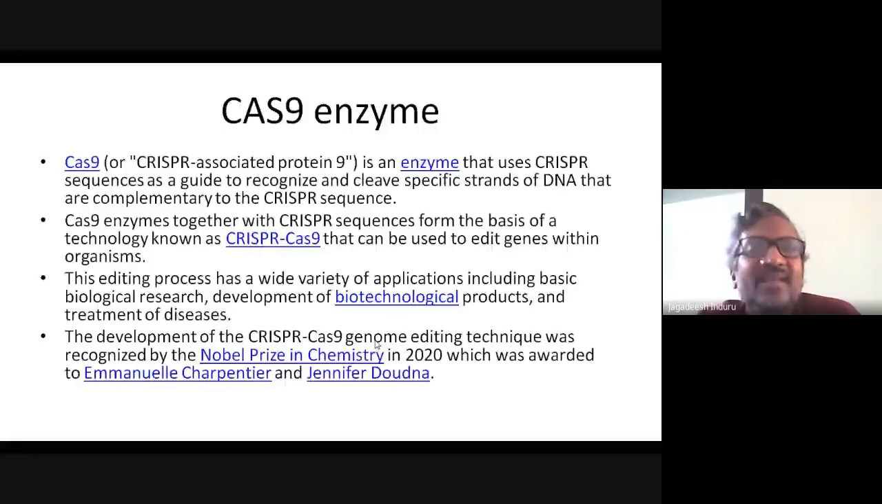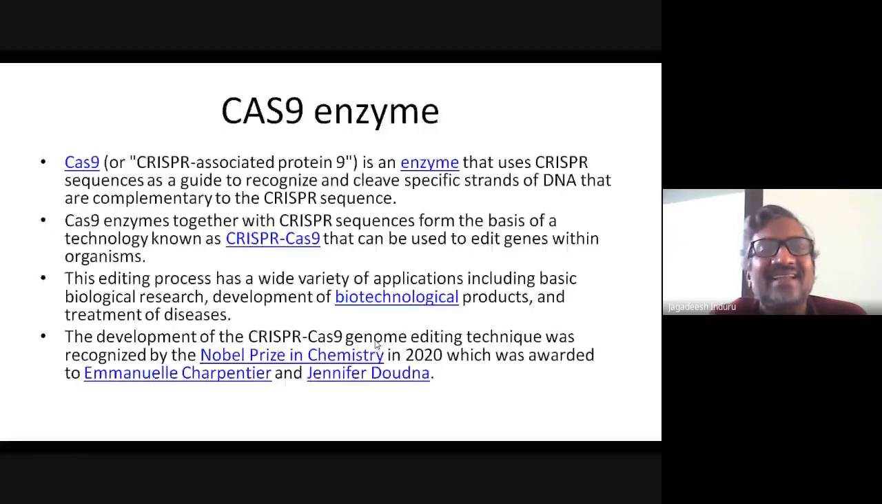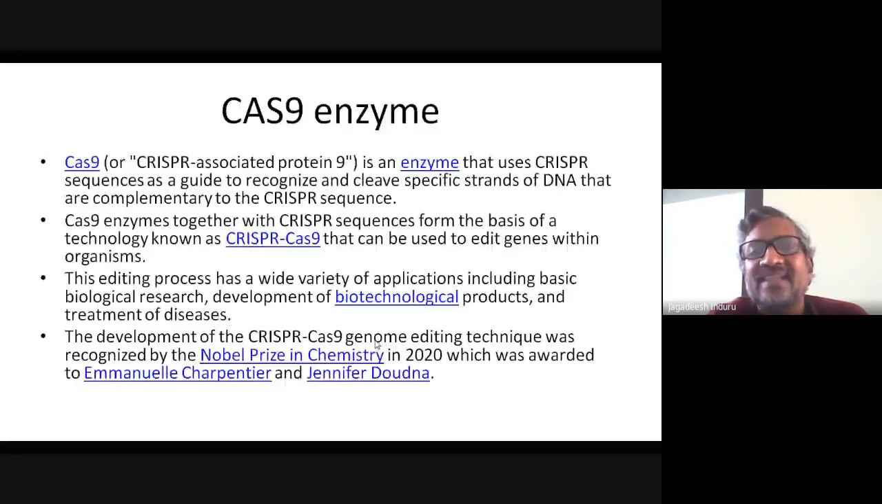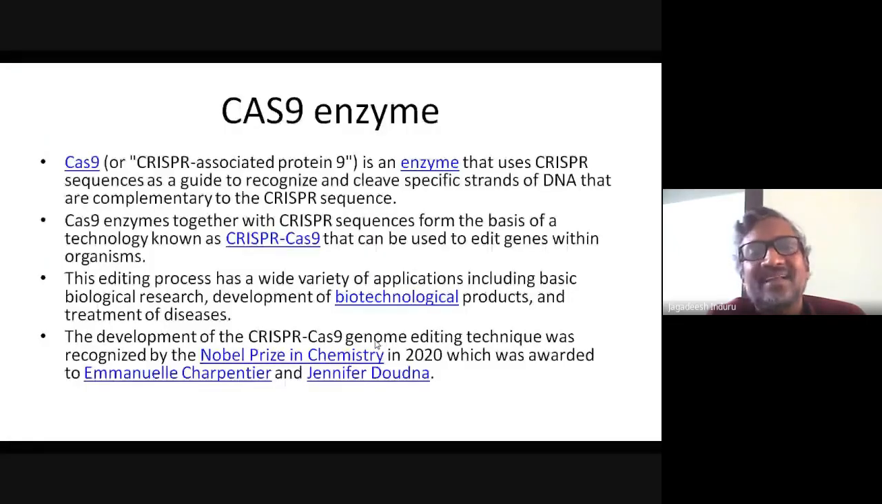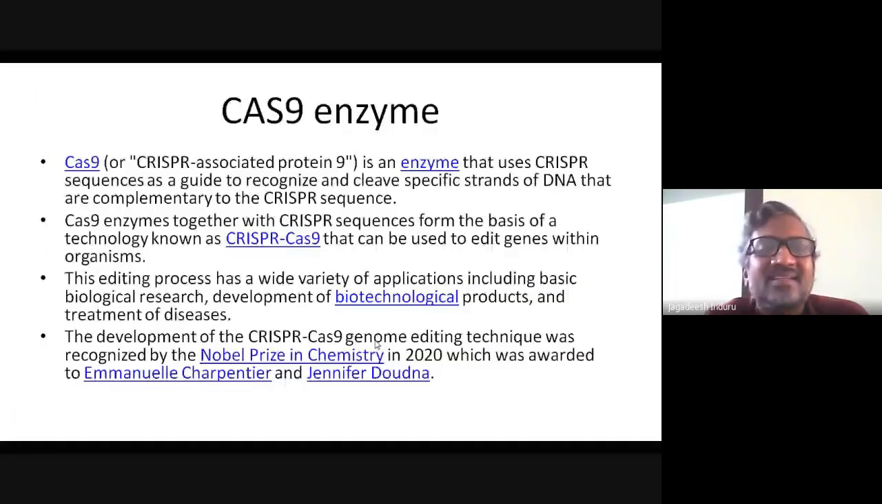Cas9, or CRISPR-associated protein 9, is an enzyme that uses the CRISPR sequences, the clustered palindromic repeats and the fragments that are present, as a guide. It will show the way to recognize and cleave the specific strands of DNA that are complementary to the CRISPR sequence. So the CRISPR sequence has some specificity to complement the DNA. The Cas enzyme together with the CRISPR sequences forms the basis for the technology called CRISPR-Cas9, which can be used to edit genes within organisms.